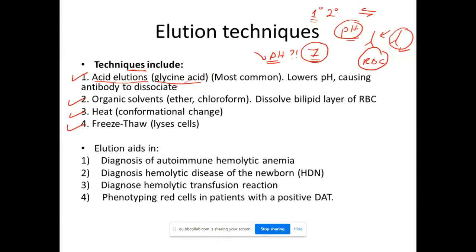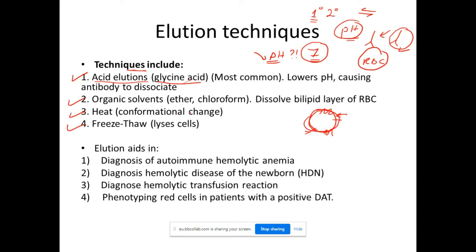Also, we have different methods. We have, for example, organic solvents. By using ether, it will affect the membrane of the RBC. We know that the antigen is a glycoprotein or protein embedded inside the cells, and they have different shapes. So this is protein embedded in the lipid bilayer of the red blood cell. By affecting this layer, the antibody may dissociate from the antigen. After I affect the outer layer membrane of the red blood cells, it will lead to dissociation of the antibody from the antigen.